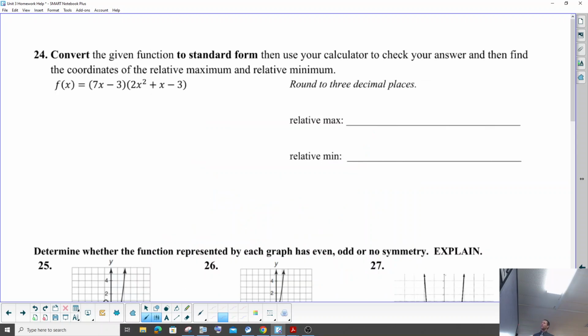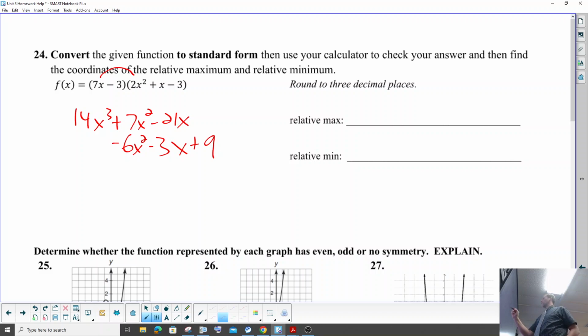Okay, last page. So convert it to standard form, and then put in your calculator. See how fast we can do it. So that's 14x to the third power plus 7x squared minus 21x minus 3 times 2, negative 6x squared. Pause me, try it on your own. Okay, so we got our standard form first. Standard form is 14x cubed, 7 minus 6 is 1x squared, minus 24x plus 9. So there's our standard form.